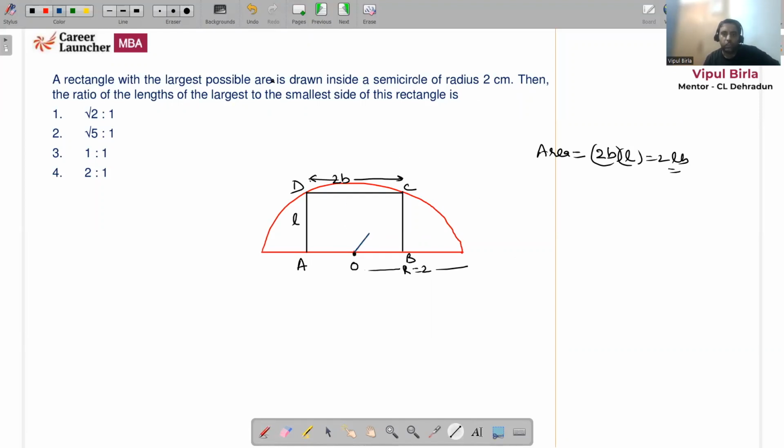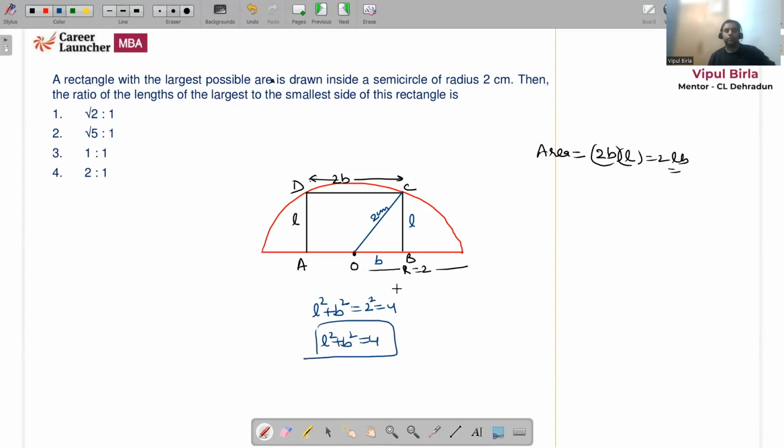join O to C. OC is the radius, hence it is 2 centimeter. OB is B and BC is the same as L. So I can straight away say L square plus B square is equal to 2 square, which is 4. L square plus B square is equal to 4.